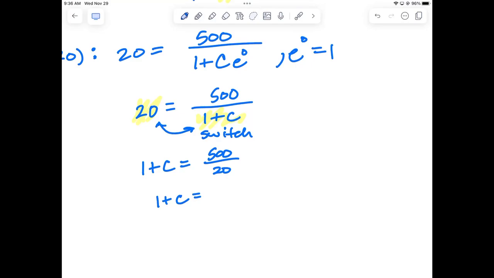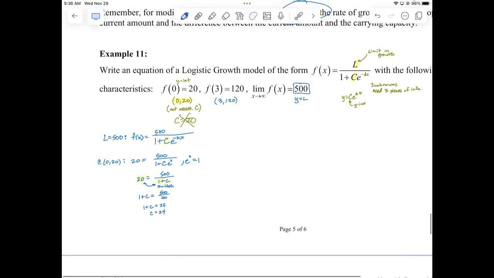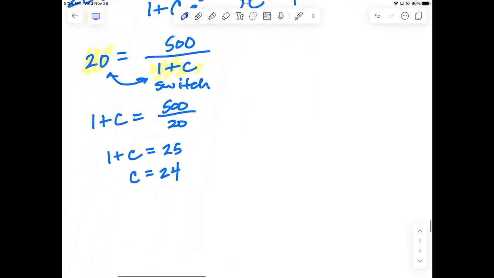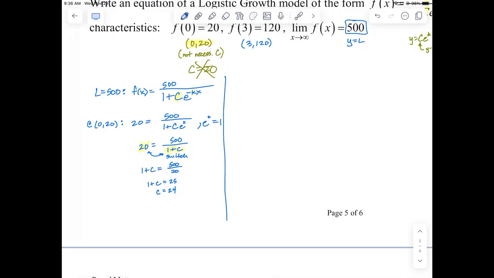What is 500 divided by 20? 25. And so if I subtract 1, I get c equals what? 24. Remember I told you that it is the y-intercept, but it's not necessarily the value of c. C, in fact, is 24. So where does that leave us now? If I plug c into this model, I get f of x equals 500 all over 1 plus 24 e to the negative kx. So I'm doing it piece by piece. Now I plugged in my 500, now I've plugged in my 24. I still have to find k, don't I?